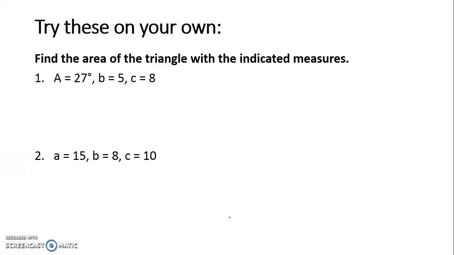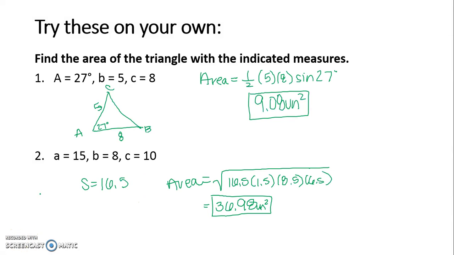Right, try these couple on your own. I'll put up the answers in a minute so that you can see them and check them. For the first one, since I knew an angle, I was using that first area formula. I did draw my triangle here to make sure that it was side angle side. But I can see up here too that the letters that go with the two sides is not the same letter that I have for that angle. So I set up my formula, made sure I was in degree mode. I got 9.08 units squared for my area. Second one, I had 3 sides, so first I found S and I got 16.5. Then I used that in my Heron's formula, and I got 36.98 units squared.